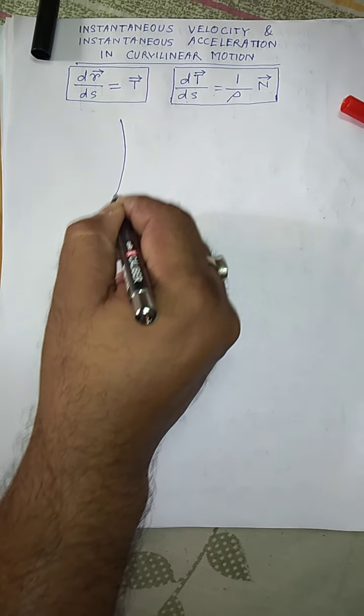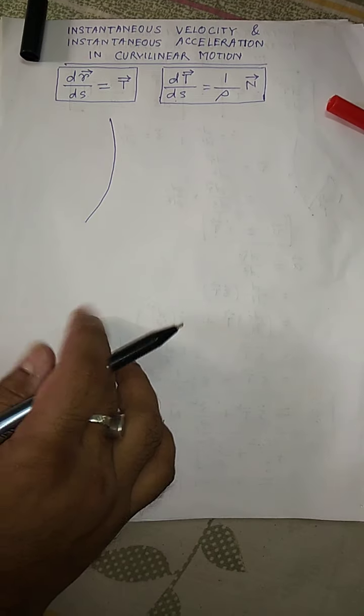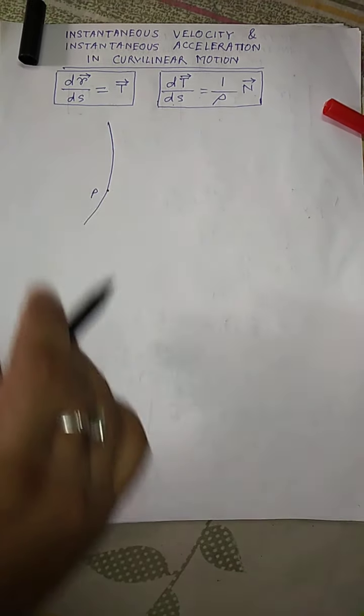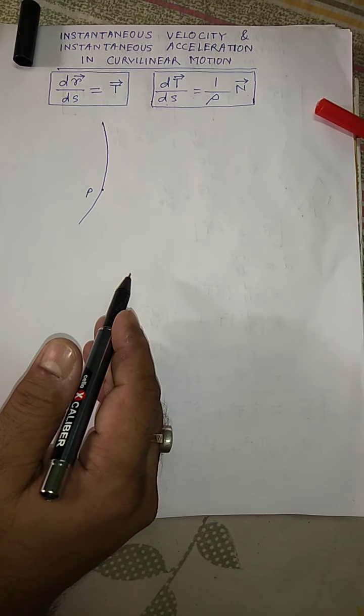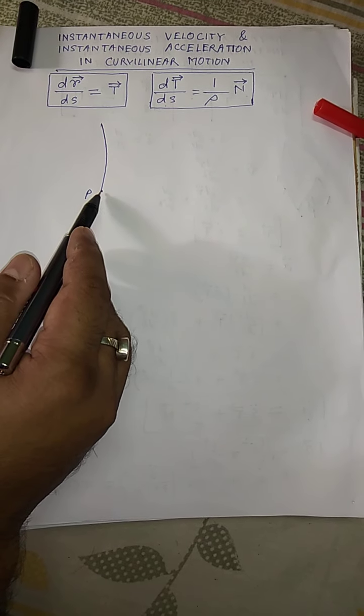This is a curved path followed by a particle. P is any point on the curved path. We are going to find the expressions for the instantaneous velocity and the instantaneous acceleration of the particle at point P.